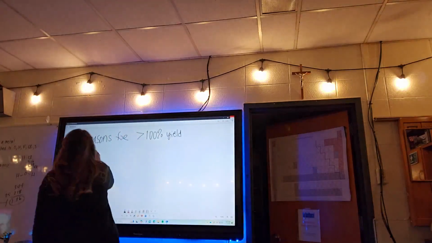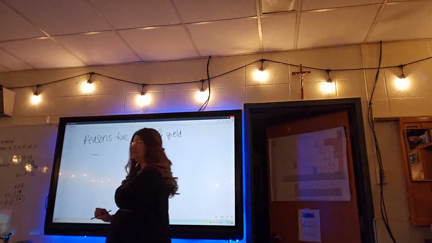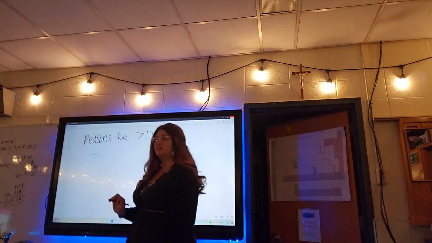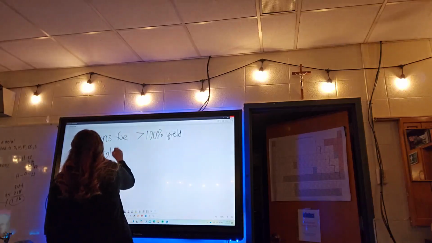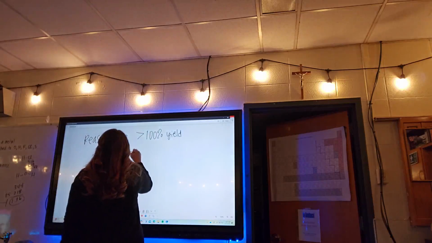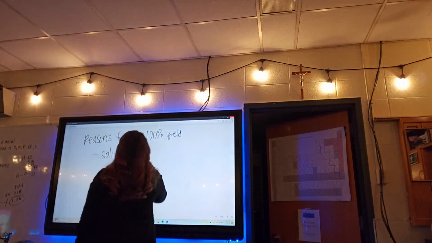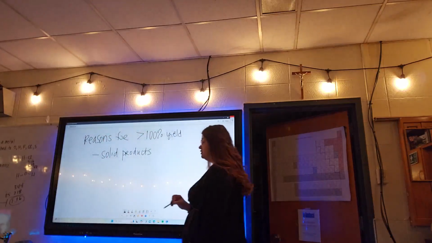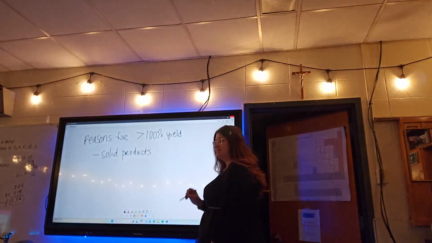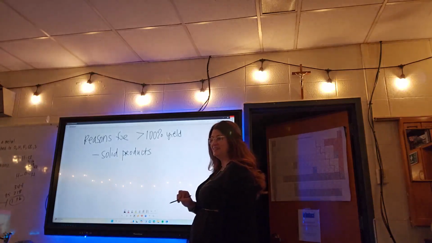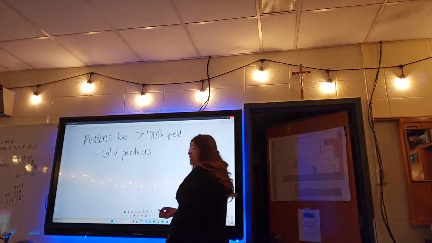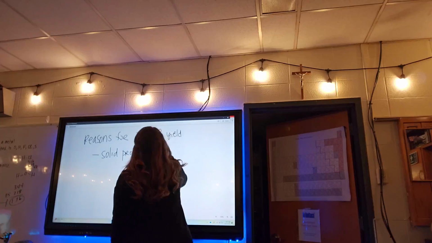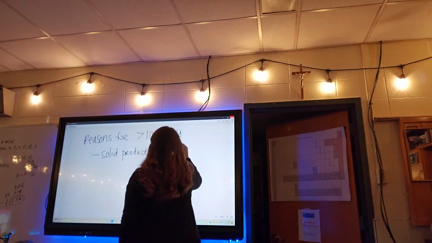So here are some of those reasons. The number one reason you could have a greater than 100% yield is if your substance is not fully dry. So if you're making a solid product, and now this is the case for you in the lab that's coming up on Tuesday, if you don't wait until that solid is only just a solid, if you don't dry all the water out, it'll seem like you made more than you actually did. Solid products aren't fully dry.